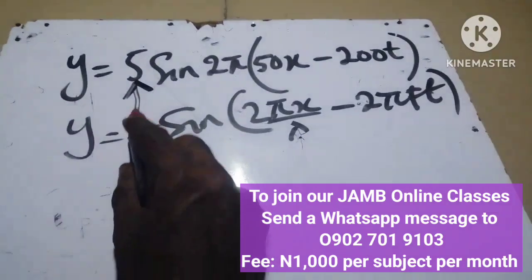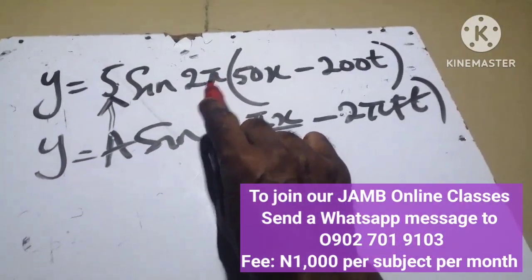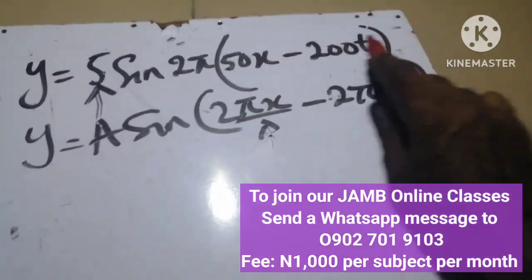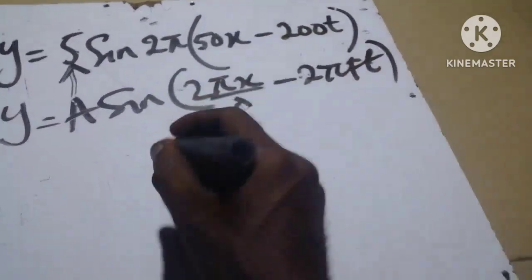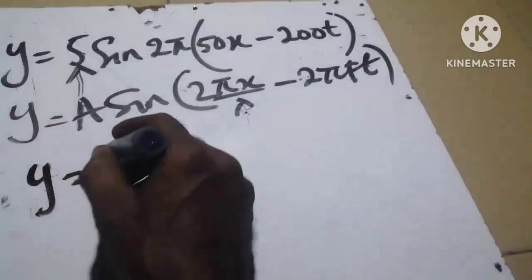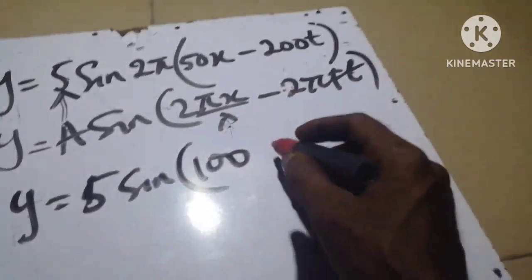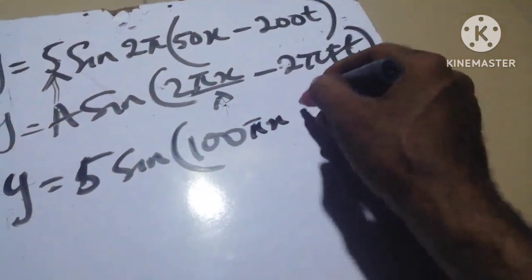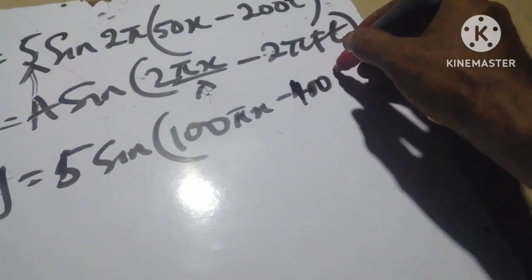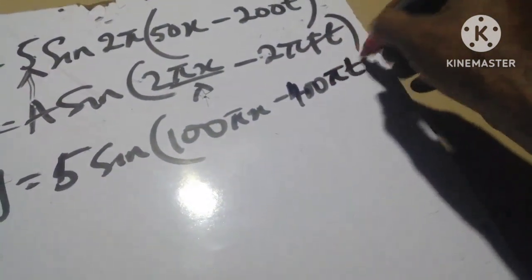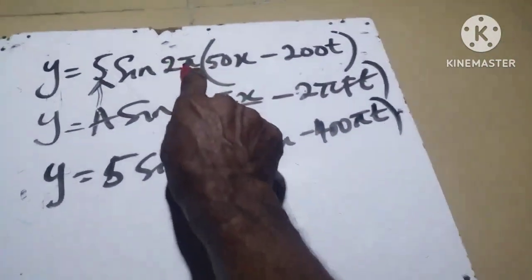Now at this point, A, the amplitude, is 5. Anytime you see a number outside the bracket, use this number outside to multiply what is inside. So if you multiply it, 2 times 50 gives you 100 by x. So inside here, what you now have becomes y equals 5 sine bracket 100 pi x minus 400 pi t. This is what you are going to get when you open this bracket.